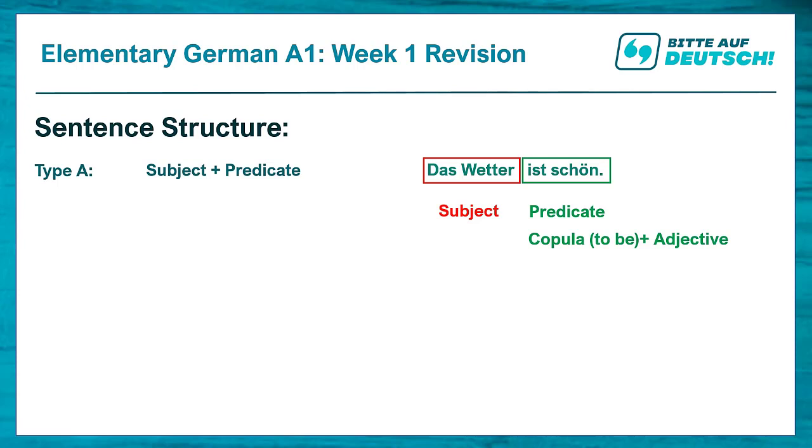So the weather is nice is a combination of a subject and a predicate, which in turn is a combination of the copula, to be, plus an adjective. Or it could also be another noun, for example, as in the sentence, I am Maria. Ich bin Maria. So it would be the combination of a copula and a proper name or another noun.